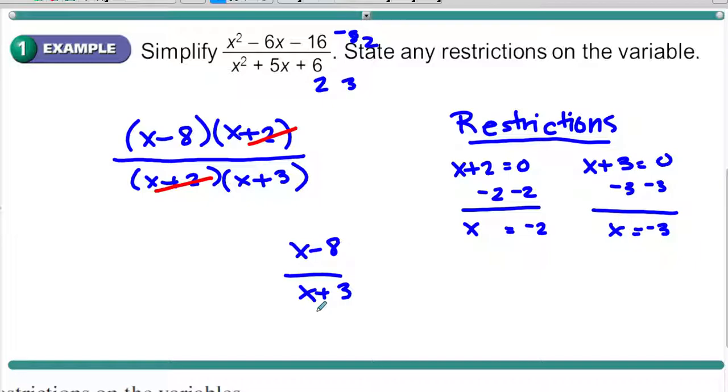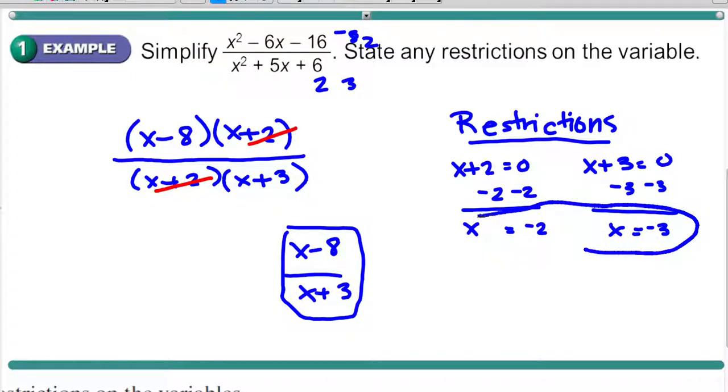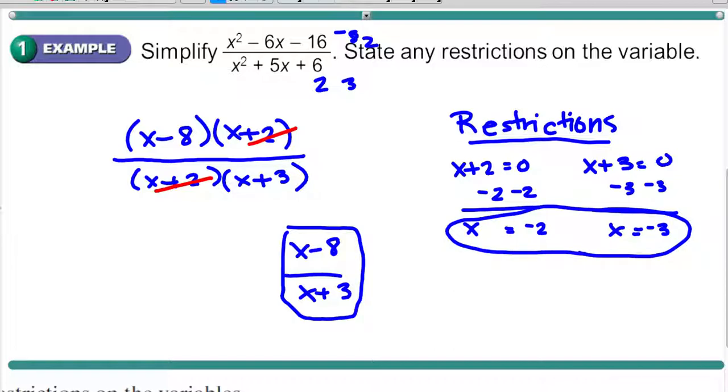Okay? So the answer would be this, because that's your simplified form, but then you also have your restrictions. X cannot equal negative 2 and x cannot equal negative 3. Okay, now the word problem.